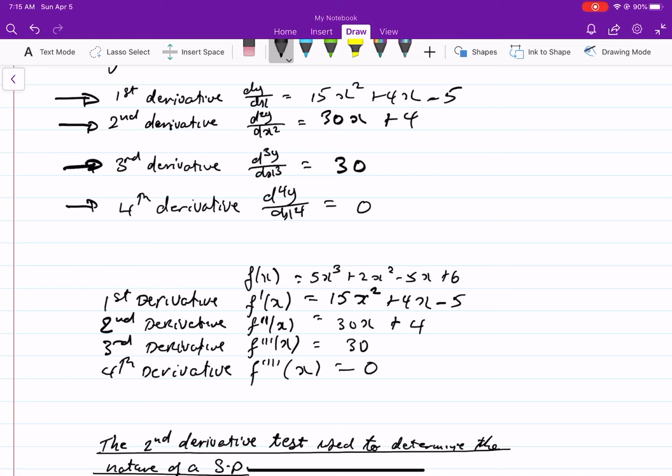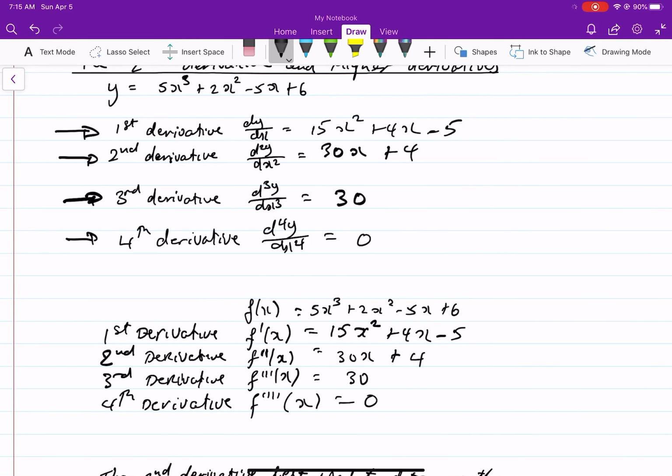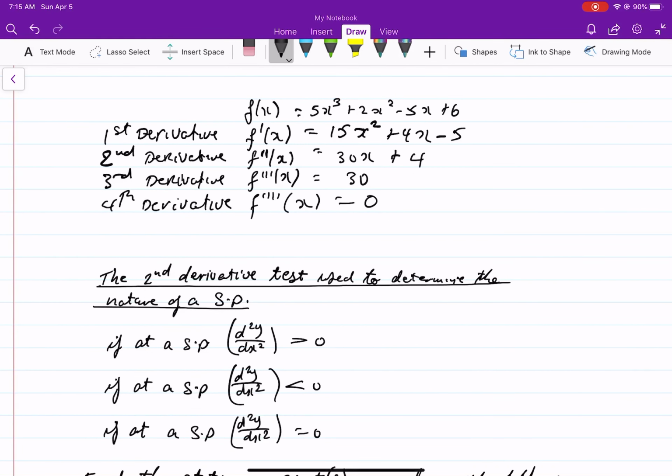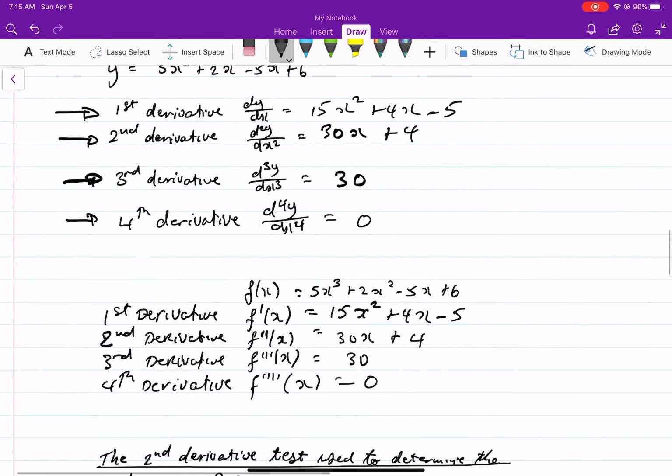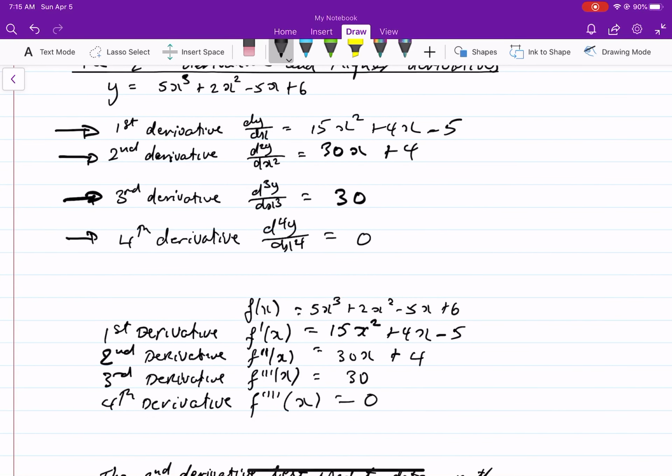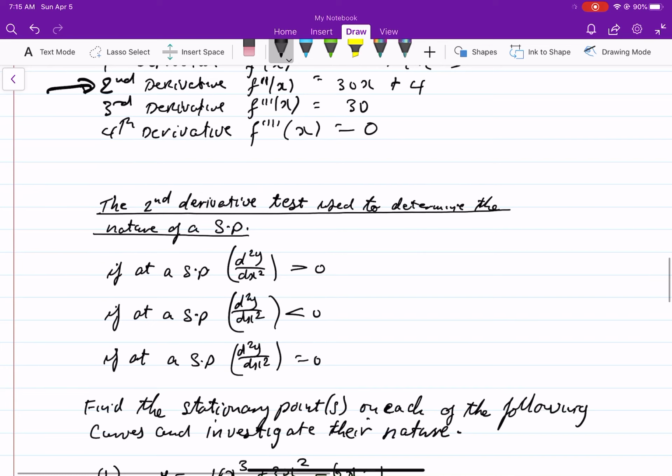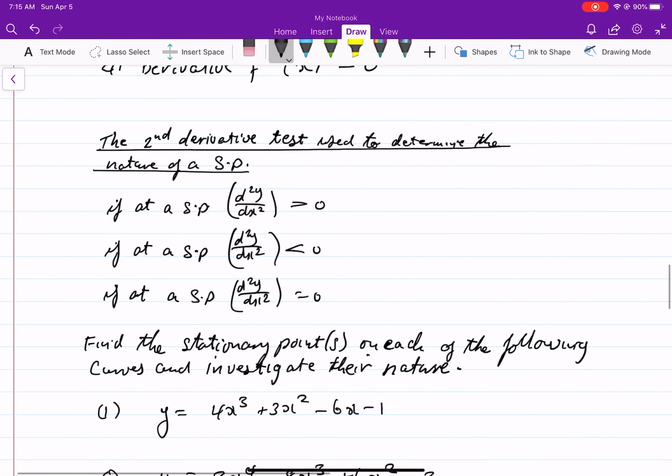It's just different notation, but you're effectively doing the same thing. dy dx, d squared y dx squared, and so on. The first and second derivative. F prime of x, f double prime of x. First and second derivative. We are interested in only the second derivative to test the nature of our stationary points. So this one is the important one. Just the second derivative. Your next heading says the second derivative test that's used to determine the nature of a stationary point.